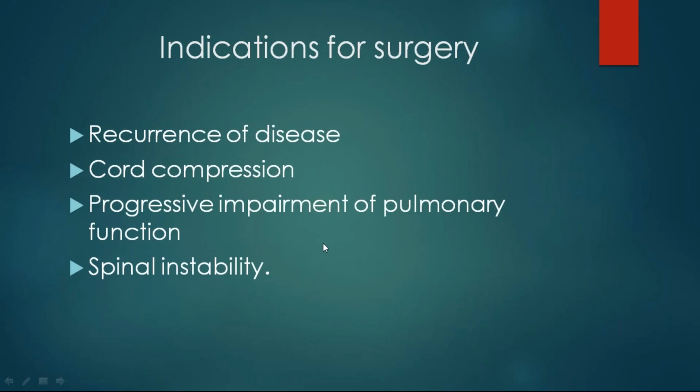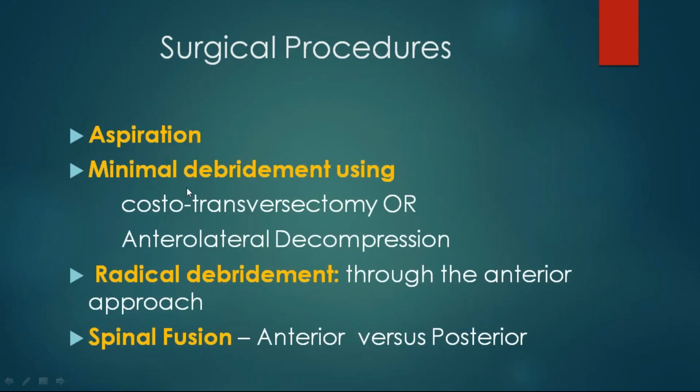So surgical procedures, aspiration. You can aspirate a psoas abscess this way. It can be done CT guided or ultrasound guided. So this is what I told, minimal debridement. You just remove the involved part of the transverse process and the rib. This is called costotransversectomy. Costo is rib and transverse process is the transverse process of vertebra. You remove this part and enter the vertebral cavity or posterior elements, whatever it is, and you decompress it.